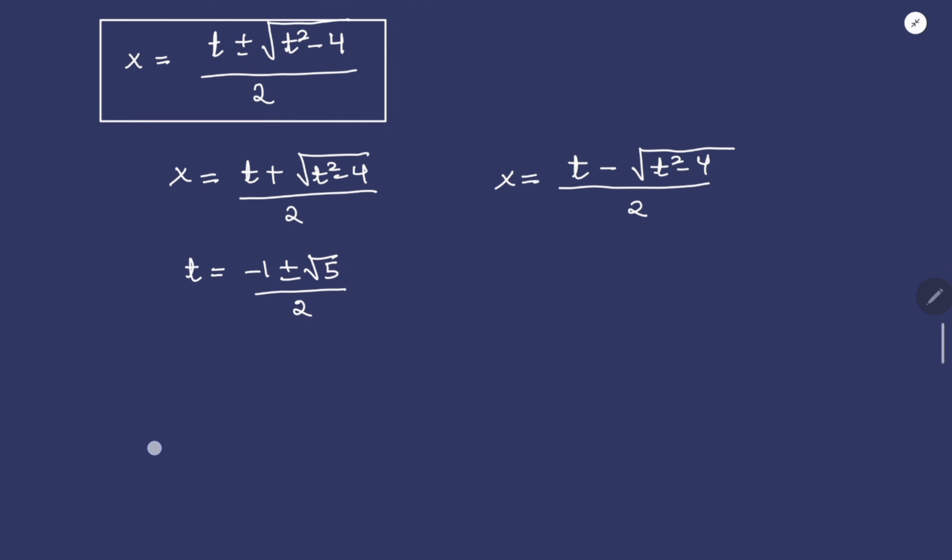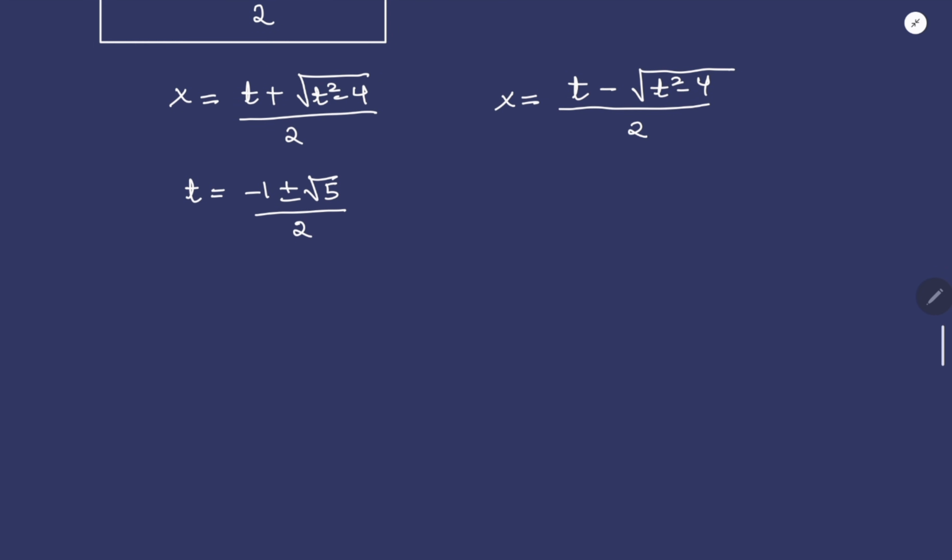So what will I do? I take just one value of this. This is plus minus, but I will take one value. So what will I write? I will write (-1 + √5)/2. Suppose I say this is t1, and what is t2? t2 is (-1 - √5)/2. I will put this value only in this equation.